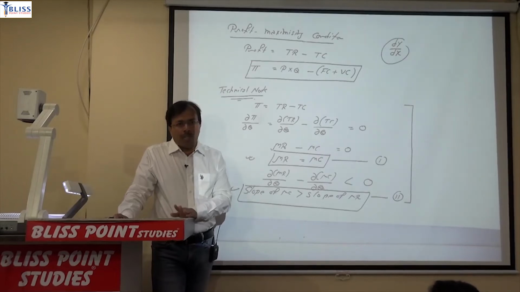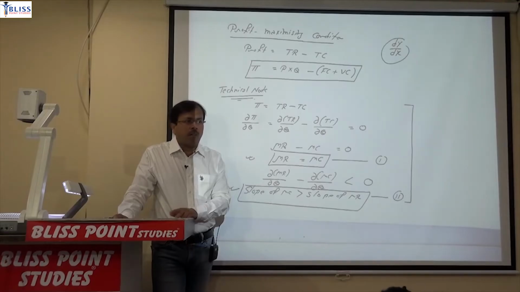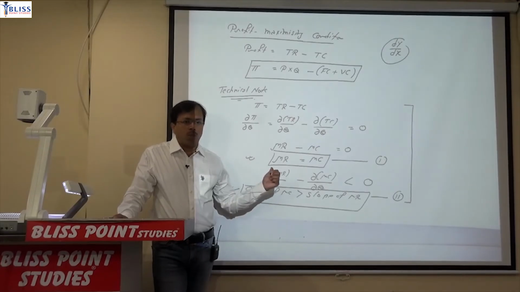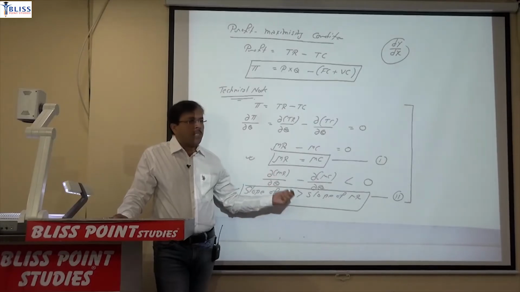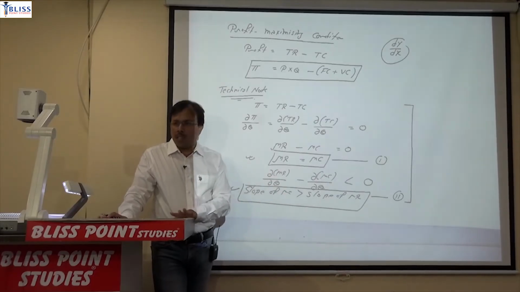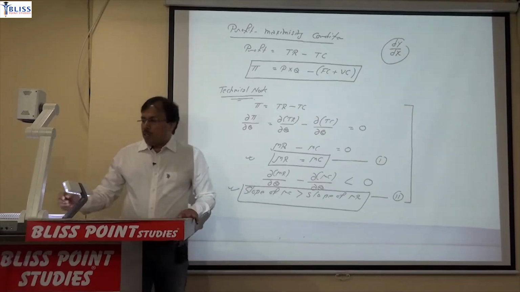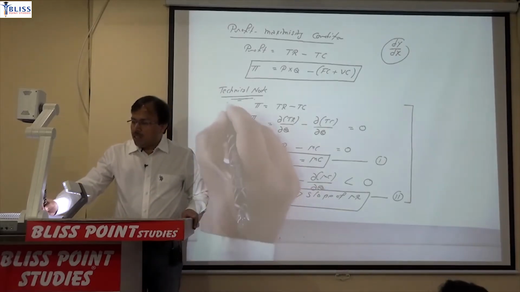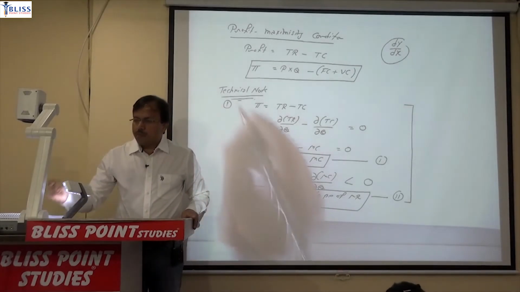The objective of firm is to maximize profit, and for profit maximization following condition must be satisfied. Number 1, MR equal to MC. Second, slope of MC greater than slope of MR. That's it. वही तक लिखना. So profit maximizing condition, this is your technical note number 1.